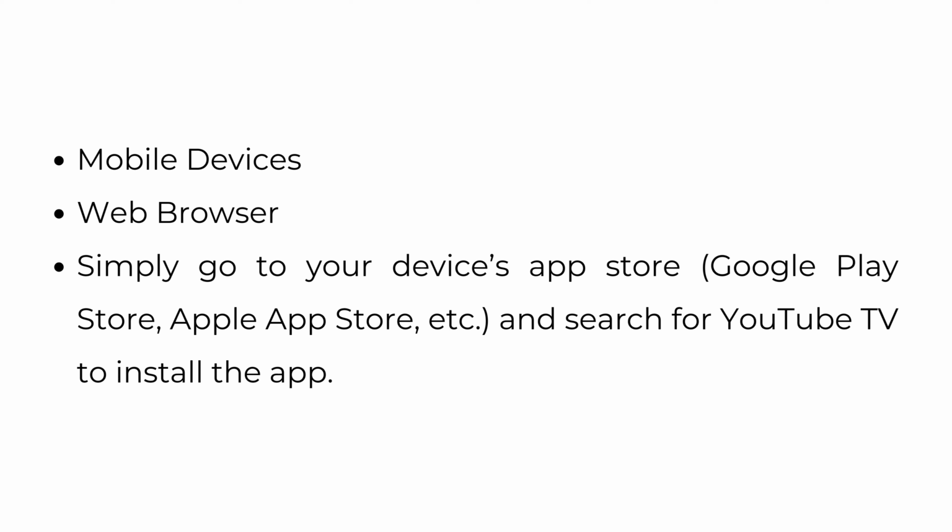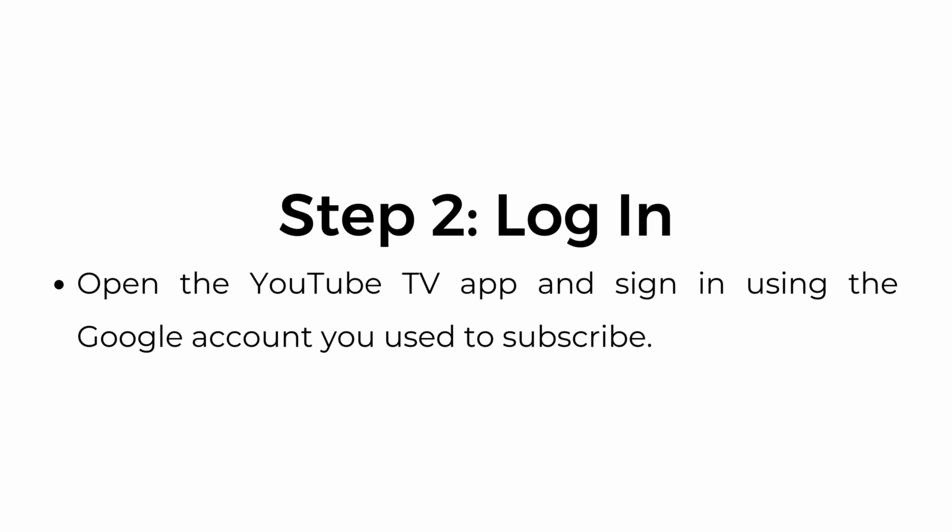Simply go to your device's app store, such as Google Play or Apple App Store, and search for YouTube TV to install the app. Step number 2, log in. Open the YouTube TV app and sign in using the Google account you used to subscribe.